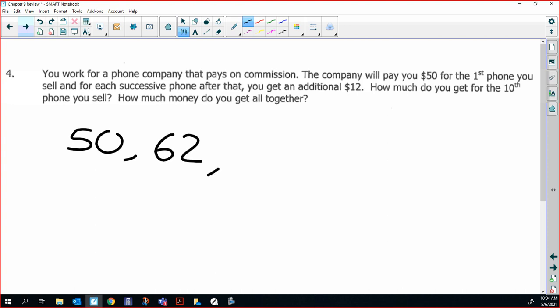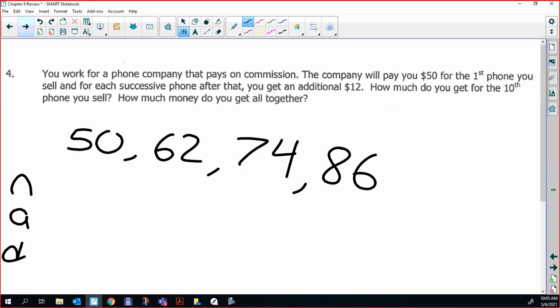The next phone you sell, add 12 again, and then add 12 again. Now, since I kind of just gave it away, we're adding 12 each time, which means it's arithmetic and D is 12. So arithmetic, D is 12.